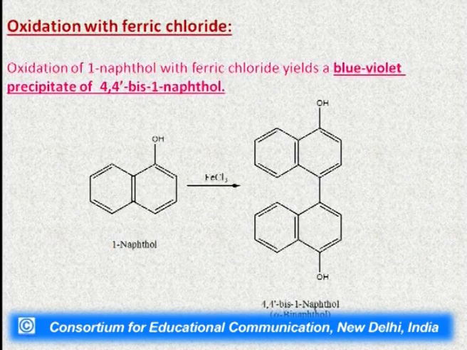It can also undergo oxidation with the help of ferric chloride. On reaction with ferric chloride, it yields a blue-violet precipitate of 4,4-bis-1-naphthol, which is also called alpha binaphthol. This structure is alpha binaphthol, which is a blue-violet precipitate. So it can be used as a test reaction for alpha naphthol. If the unknown compound forms this blue-violet precipitate with ferric chloride, then we can say that the unknown compound is alpha naphthol.